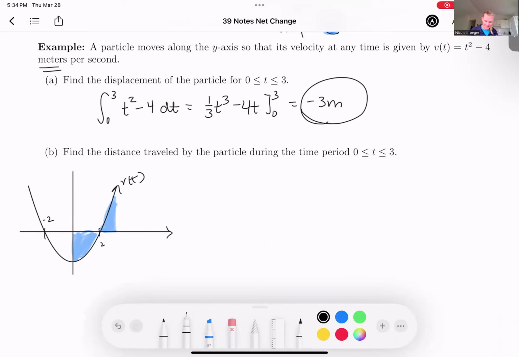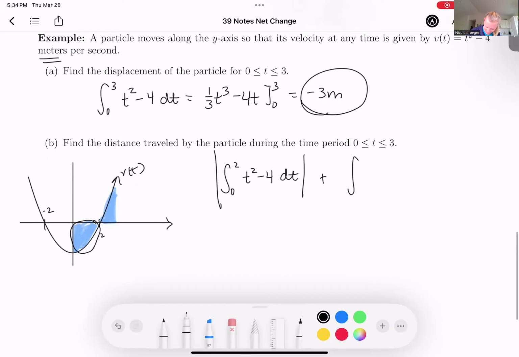In order to get the distance traveled, we need this area to be counted positively. So we're going to look at the integral from 0 to 2 of my velocity function. And I'm going to make that answer positive because right now it's going to be a negative number. And then I'm going to look at the integral from 2 to 3. That's going to give us this area of my velocity function. I can put absolute values around that, but we know that's already going to be a positive number.